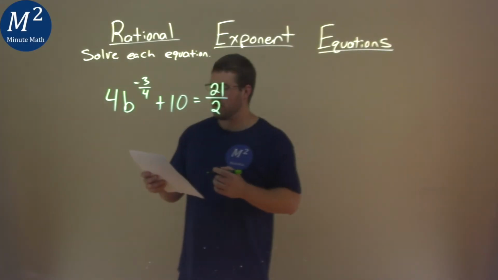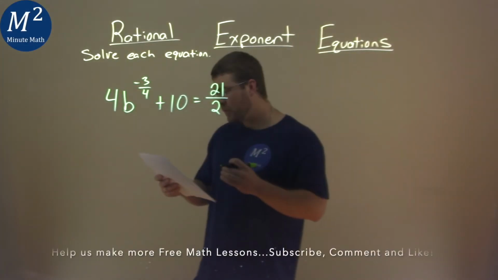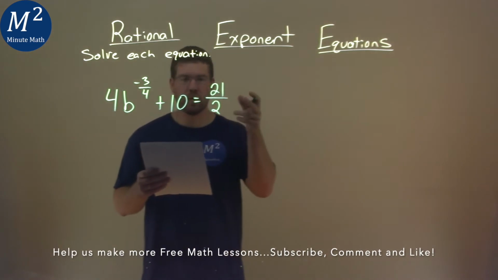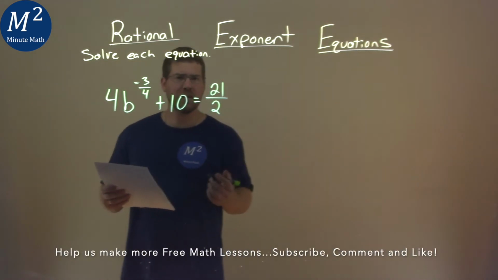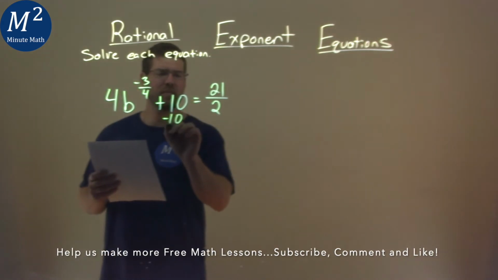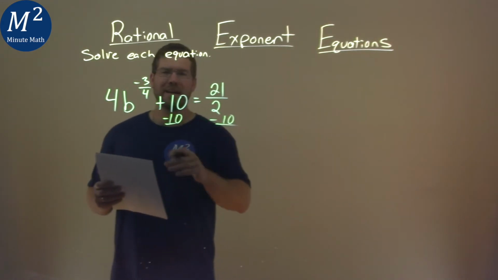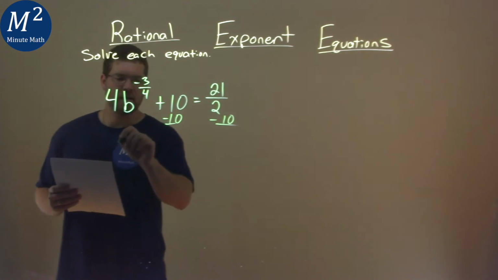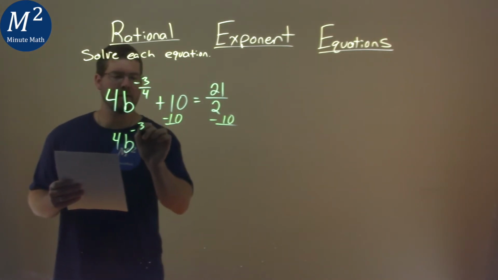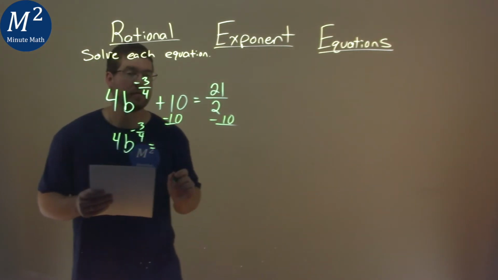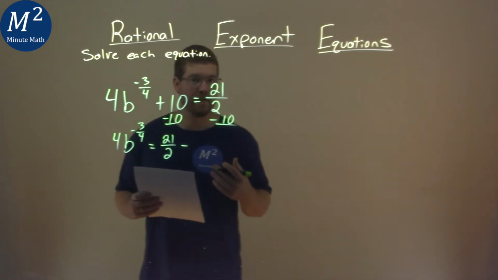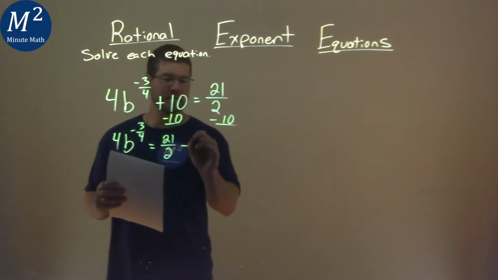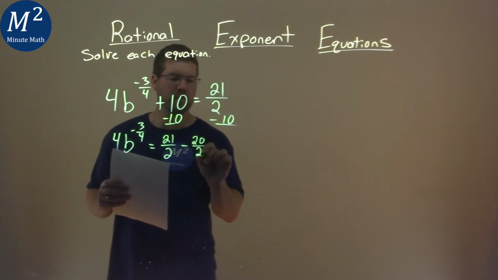We're given this problem right here. 4b to the negative 3/4 power plus 10 equals 21/2. And we're going to solve this equation. Well, the first thing is I'm going to subtract a 10 from both sides. Get that over there. We're trying to get b by itself. So we have 4b to the negative 3/4 power, and that's equal to 21/2 minus 10. And 10 as a fraction is the same thing as 20/2.